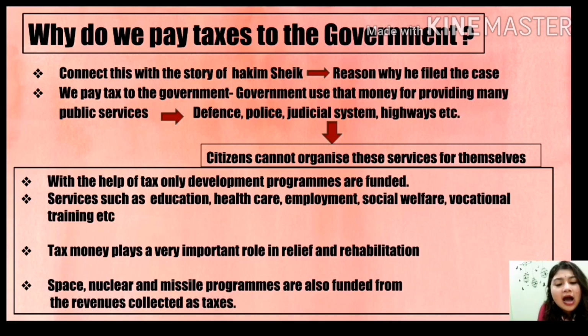After that, tax money plays an important role in relief and rehabilitation. That means during the time of emergency, the government also releases funds for the betterment of the people. Now, space, nuclear and missile programs are also funded from the revenue or money collected as tax.